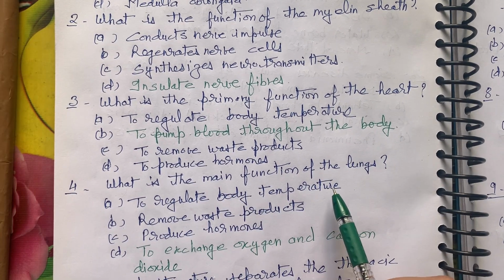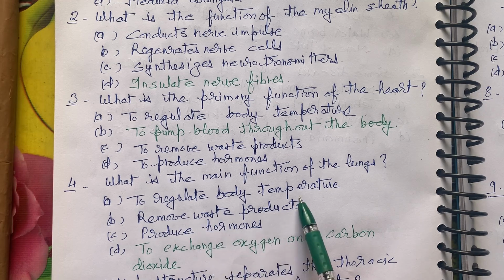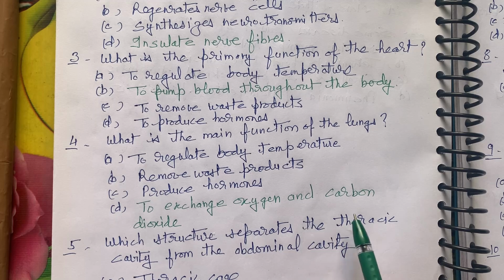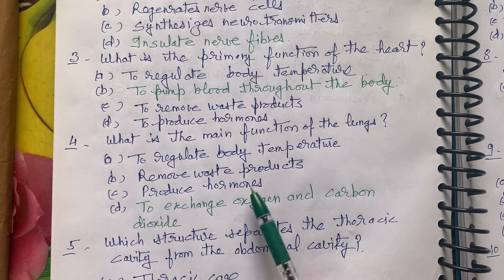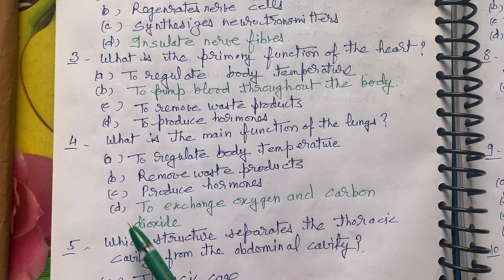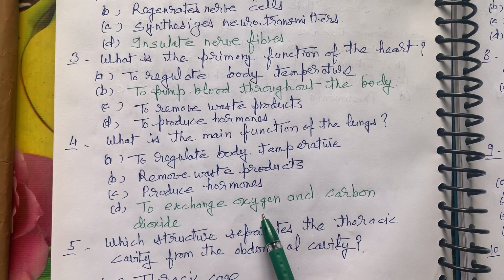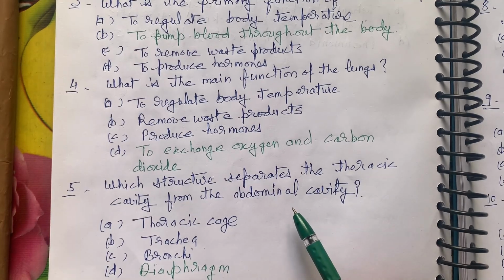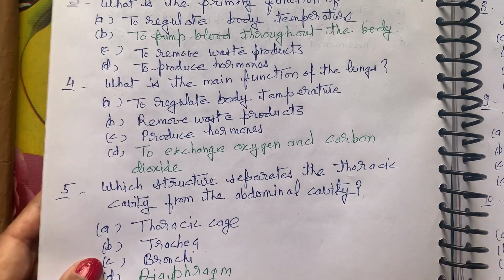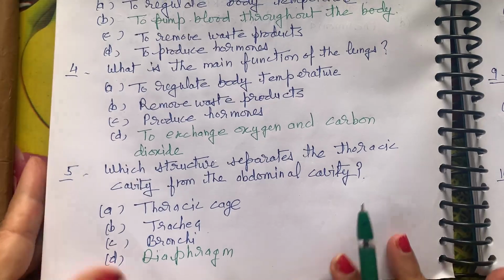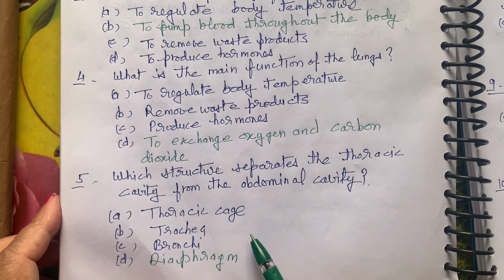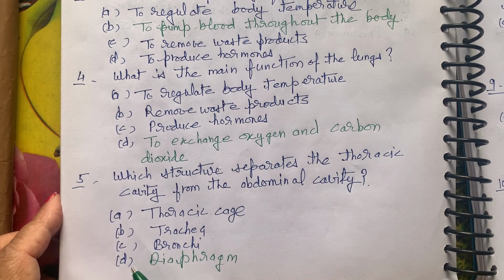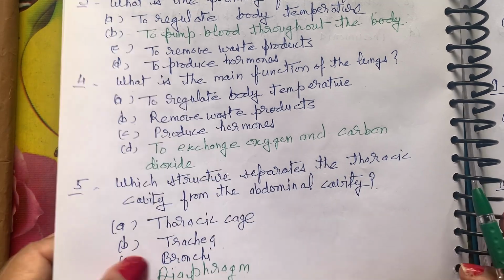What is the main function of the lungs? To regulate body temperature, remove waste products, produce hormones, to exchange oxygen and carbon dioxide. The correct option, the main function of lungs is the last option, to exchange oxygen and carbon dioxide. Which structure separates the thoracic cavity from the abdominal cavity? It is thoracic cage, trachea, bronchi, diaphragm. The correct option is last, D, it is the diaphragm.